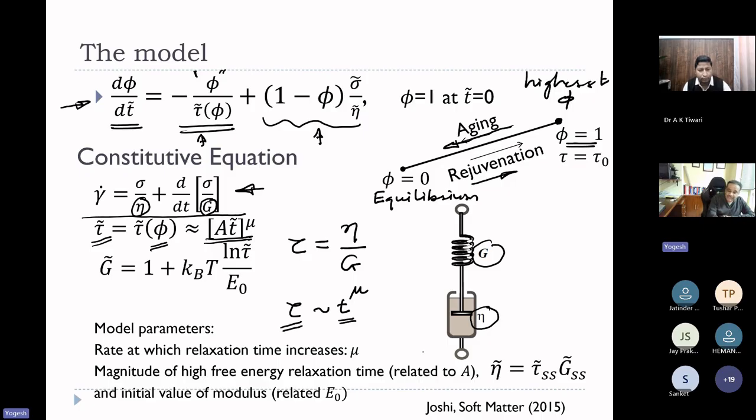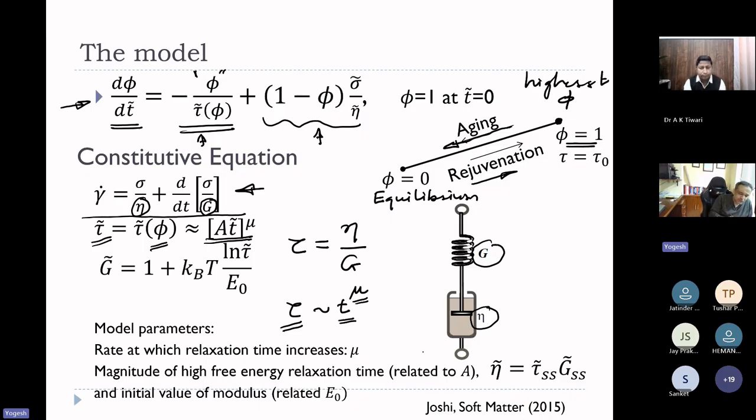So the inherent time scale of a material, which you can also call the thixotropic time scale of a material, we consider to be time to the power mu, where this mu is a coefficient which determines the rate of increase in structure. And if this mu is very large, structure formation is very fast. If mu is small, then structure formation is very slow. That is what it actually leads to.